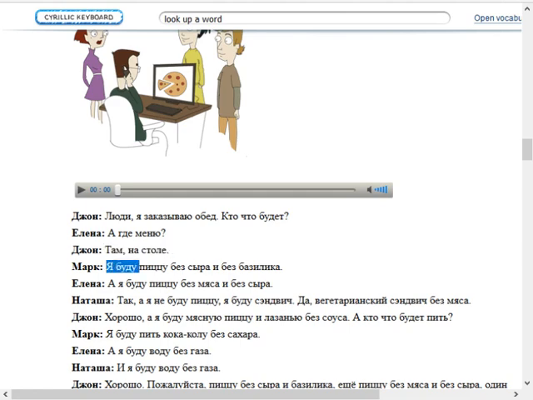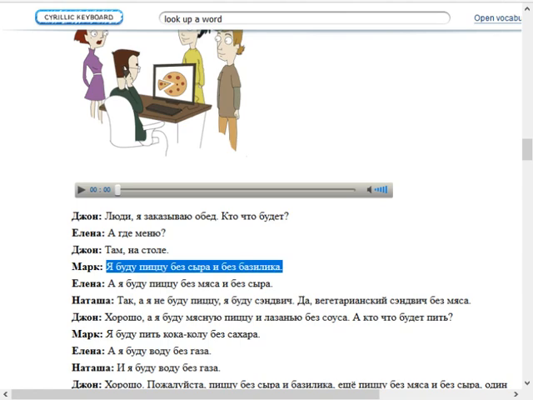So я буду pizza без сыра и без базилика. So pizza without cheese. Can you really have a pizza without cheese? It's not really much of a pizza. I thought pizza by definition has to have the bread, the tomato sauce, and the cheese, and then you can put different toppings on top of that. But anyway, he wants pizza without cheese and without basilica.